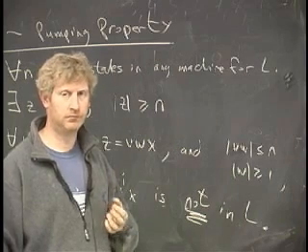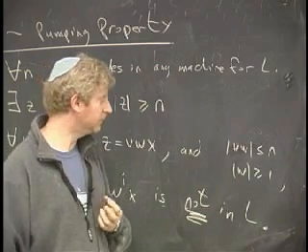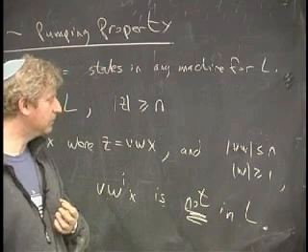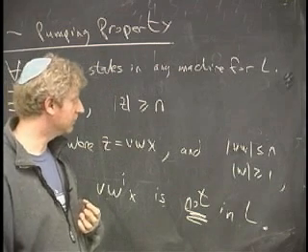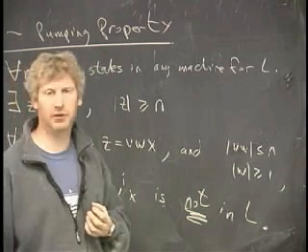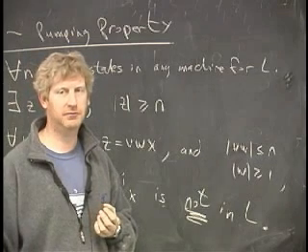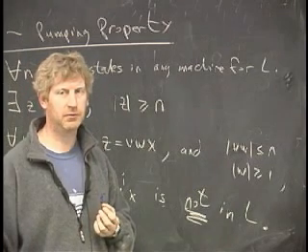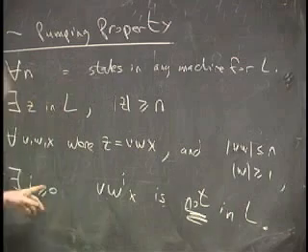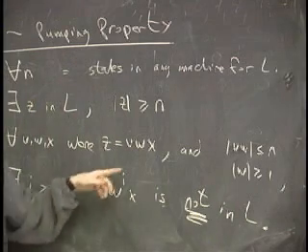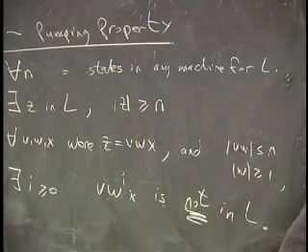Because this W could contain a loop, but it doesn't. The way I'm reading this, W isn't only a loop. It must be W and something else. No, it's not. Why is that? What part of what you've written here specifies that? This part over here, the part that I can pump it up, and it's still in the language.